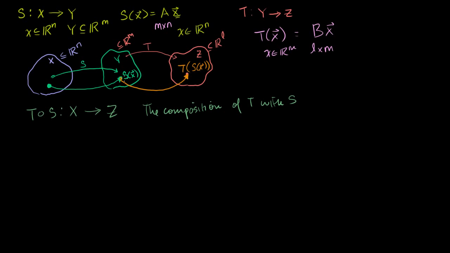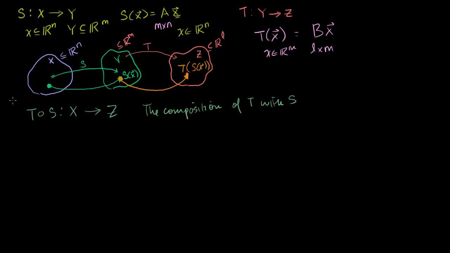This might look fancy, but remember, this is just a vector right here in the set y, which is a subset of Rm. This is a vector that's in x. So when you apply a mapping, you get another vector that's in y, and then you apply the linear transformation t to that, and then you get another vector that's in set z.